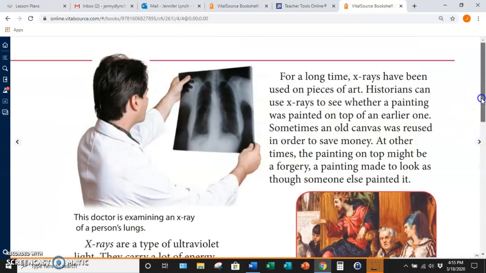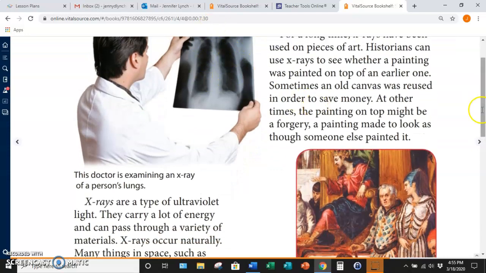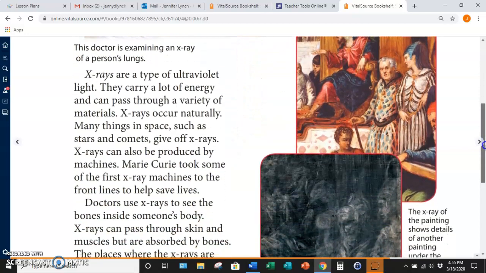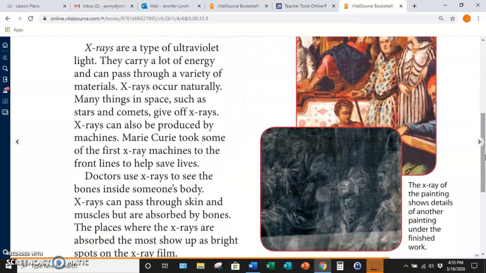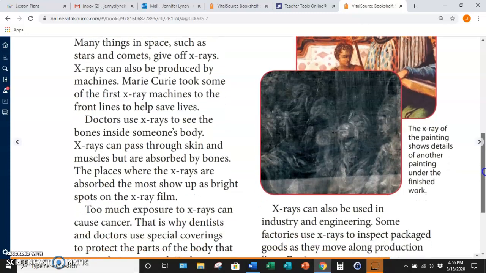All right, let's look at x-rays. This is an x-ray of somebody's lungs right there. So x-rays are a type of ultraviolet light. They carry a lot of energy and can pass through a variety of materials. X-rays occur naturally. Many things in space, such as stars and comets, give off x-rays. X-rays can also be produced by machines. Marie Curie took some of the first x-ray machines to the front lines to help save lives. We talked about that at the beginning of the chapter.